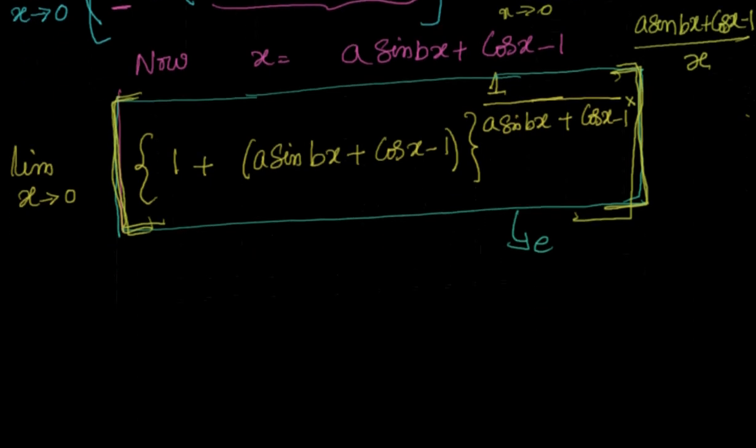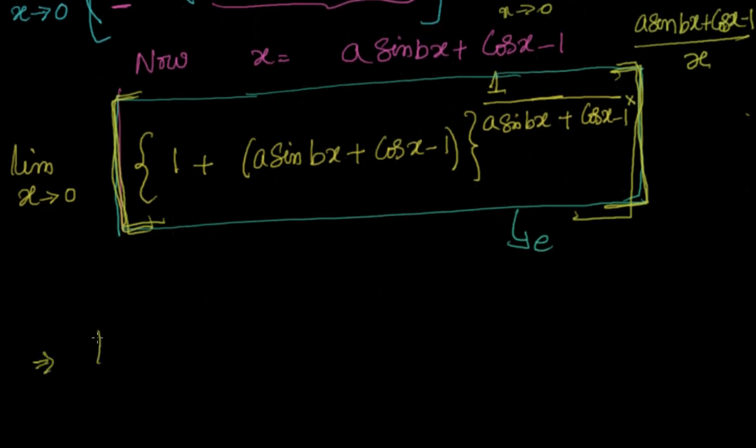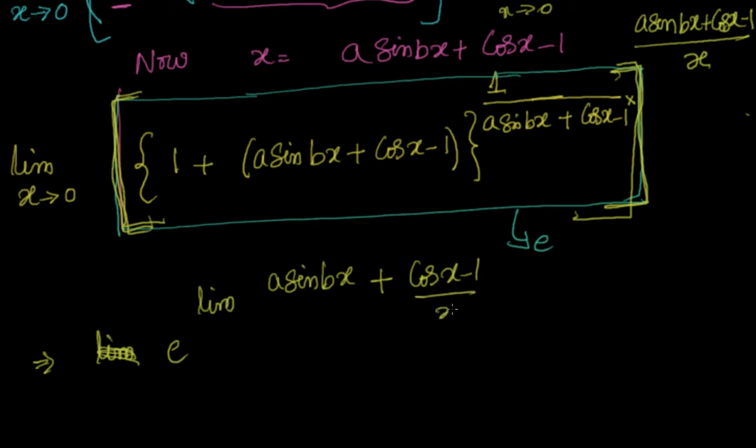Now the next step will be limit of, and we know that this whole expression in the blue box will become e, so it will be e to the power of limit. This is taken care of already. e to the power of limit of whatever I have there, that is (a sin bx plus cos x minus 1) by x. I will try to separate them so that I can simplify. Now limit of this as x tends to 0.